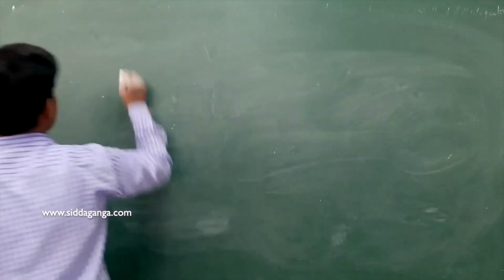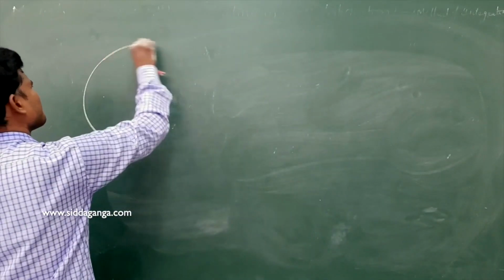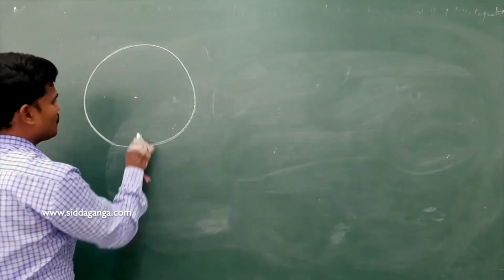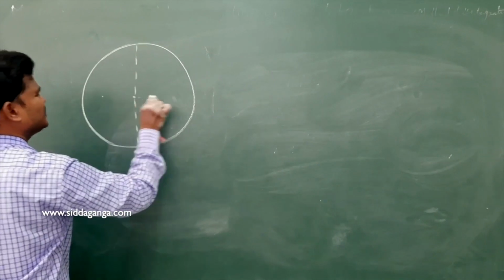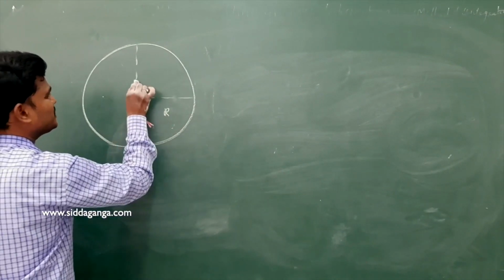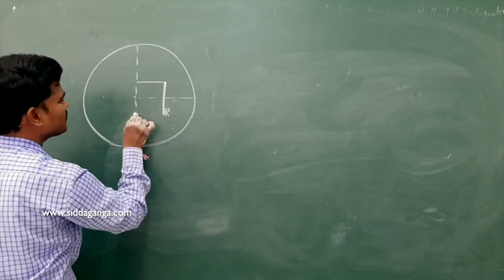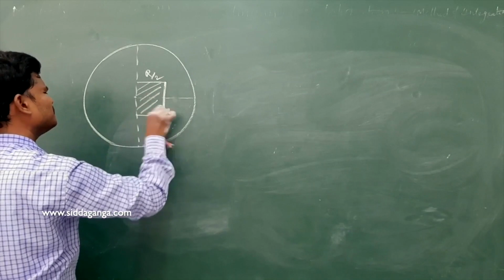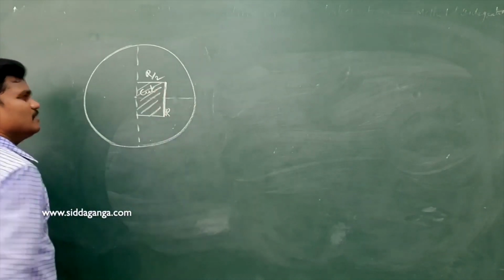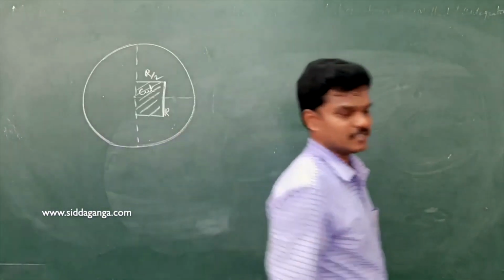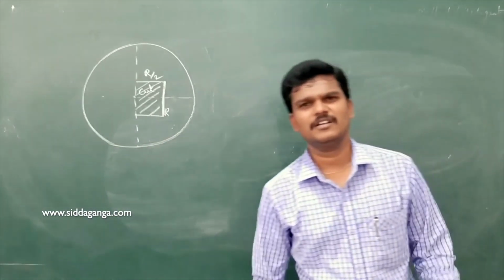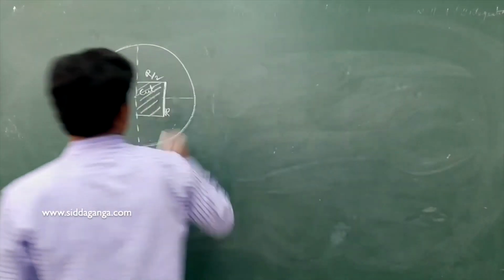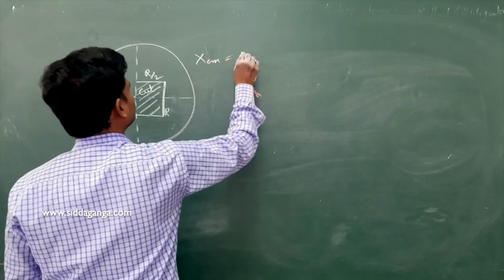See, the given circular disc, whose radius is r. From this, a square plate is cut, whose side is r by 2. This is cut. From a solid sphere, a solid cube is cut, like that also they may give. In that case, you can use volume. Here, area is sufficient.